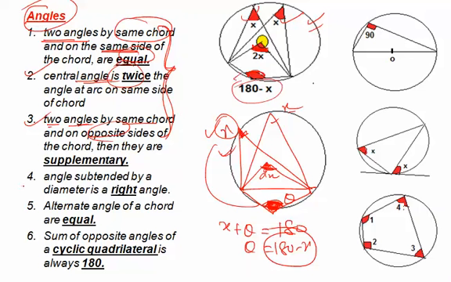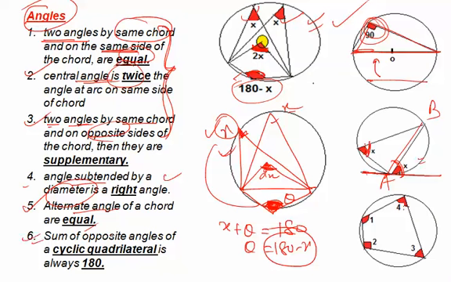Property number 4 is your angle subtended by a diameter based on this figure. Suppose this is a chord, but if you make it a diameter, then angle subtended by diameter is always 90 degree. Next is your alternate angle of chord are equal. What is an alternate angle? Suppose this is a tangent and this is a chord AB. So this angle and this angle is known as alternate angles, and these are always equal.